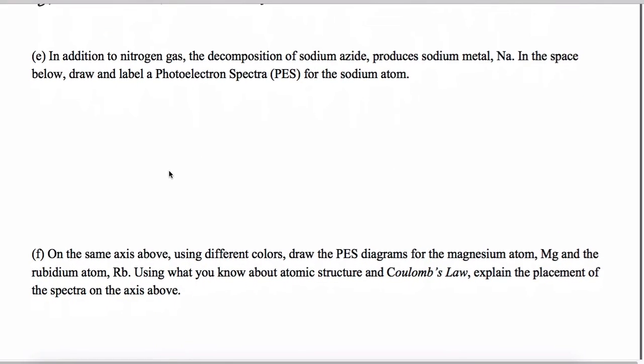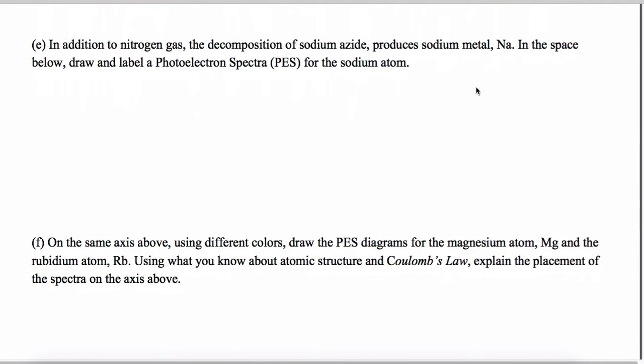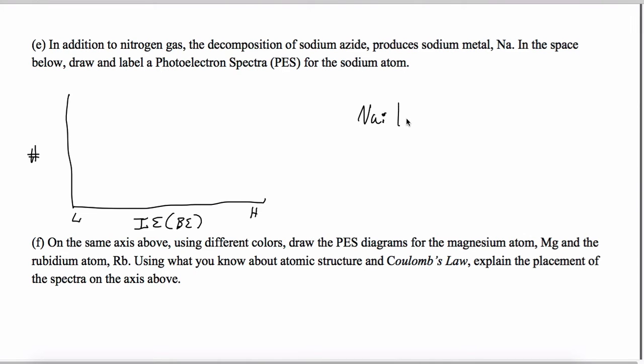In addition to nitrogen gas, the decomposition of sodium azide produces sodium metal. And they want us to draw the photoelectron spectra for that. So what we're going to do is put the relative number of electrons on the y-axis, and we're going to put the ionization energy here. Sometimes you're going to see this referred to as the binding energy, how hard those electrons are held to the nucleus. I'm going to go ahead and call the right side my high side and the left side my low side. The electron configuration for sodium is 1s2, 2s2, 2p6, and 3s1.